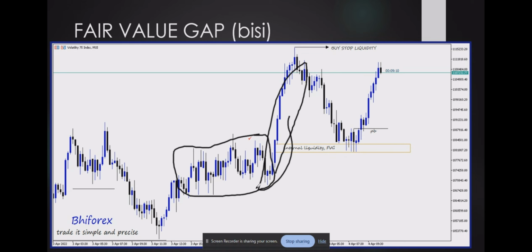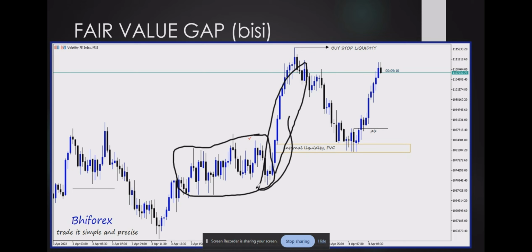And in some cases, they even create a void, such as a vacuum block or a volume imbalance or a liquidity void. They will always create some kind of gap or void. And all these are usually inefficient price, or you know, just volatility coming into the market quickly.